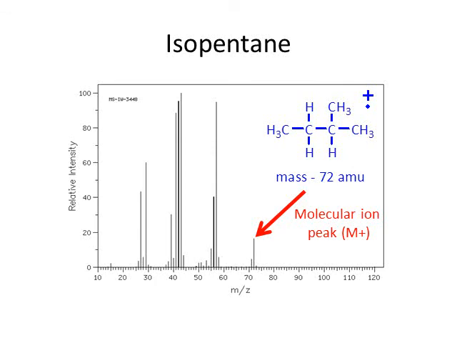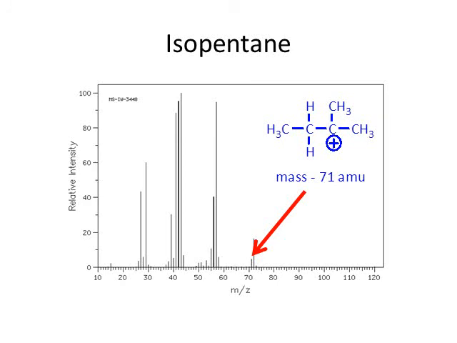But notice there's a lot of other peaks. For instance, there's one at 71. Well, how could we get something that weighs 71 out of isopentane that weighs 72? Well, what if we just lost a hydrogen? So what if we had this fragment, which basically came from breaking a CH bond and making a carbocation? That would be something at 71, and we do see that. But we'll notice that there's some other peaks as well.